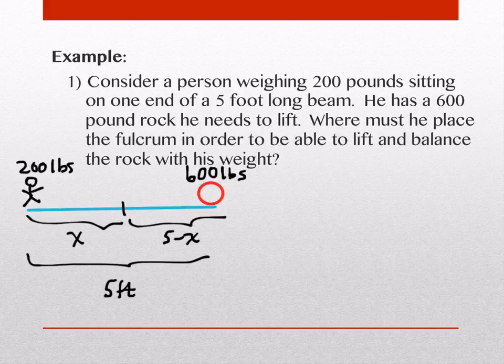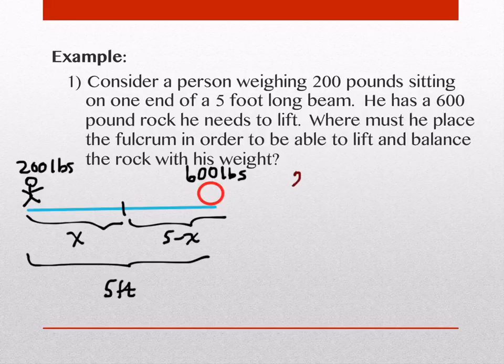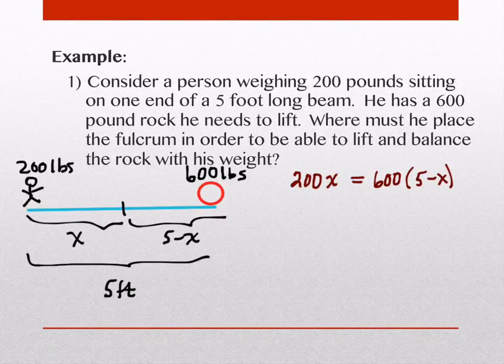So the mass, or at least a version of it that we can use in our situation, because they're both given in terms of the weight. On the gentleman, he is 200 pounds, and he's at a distance x from the fulcrum. The rock is 600 pounds, and its distance is actually 5 minus x from the fulcrum. And we're going to solve a very simple system of equations by doing this, right?